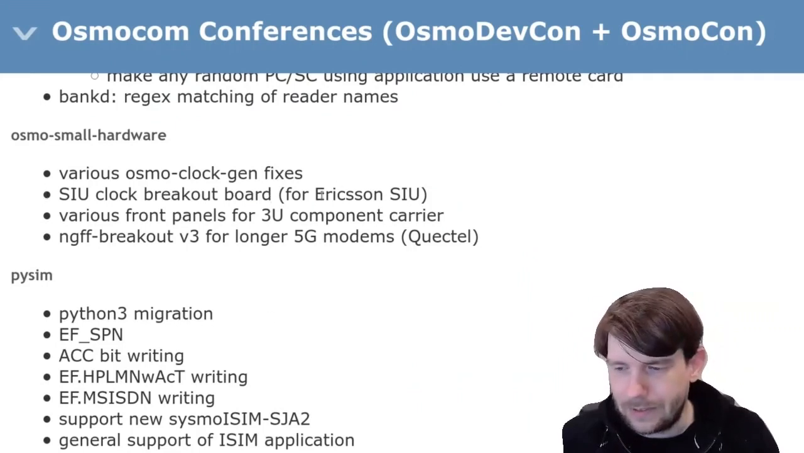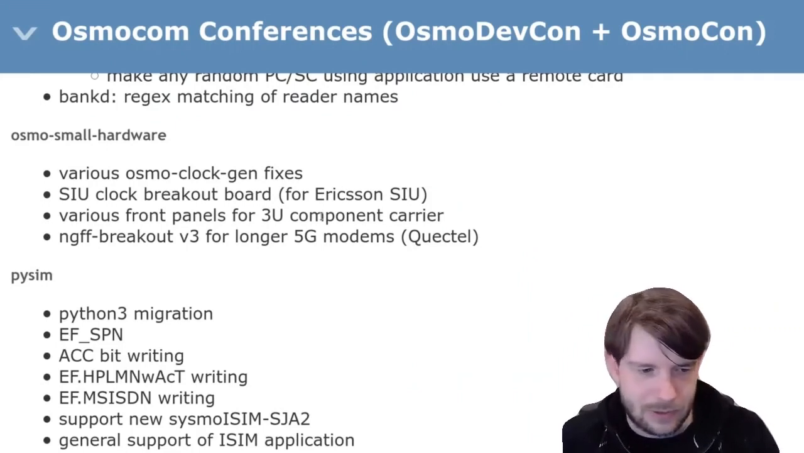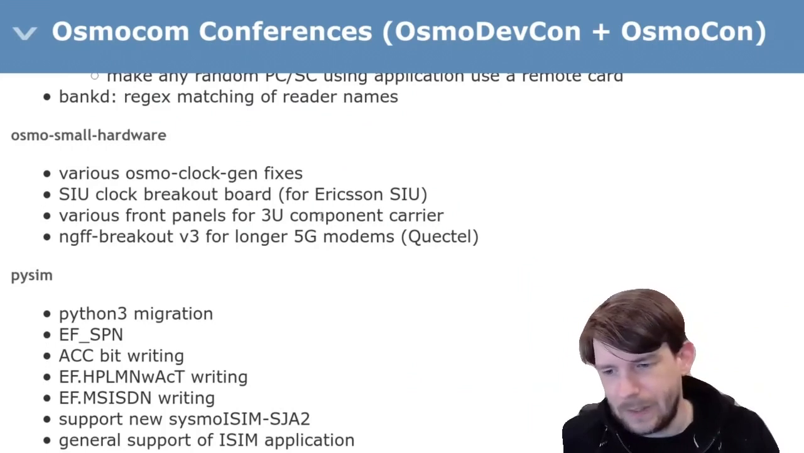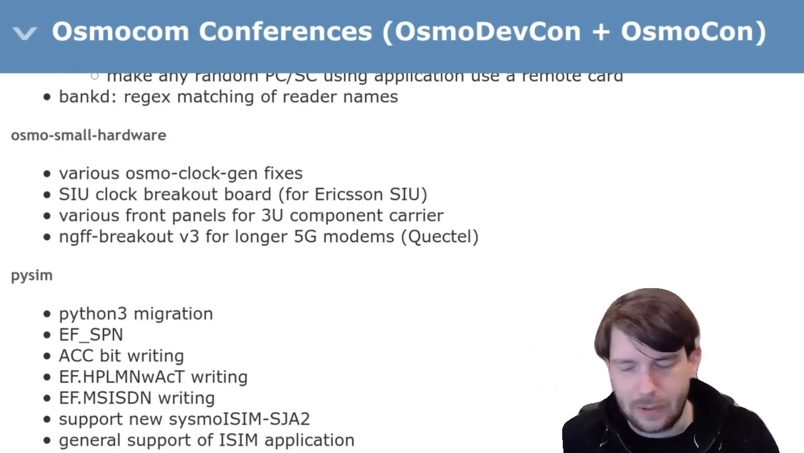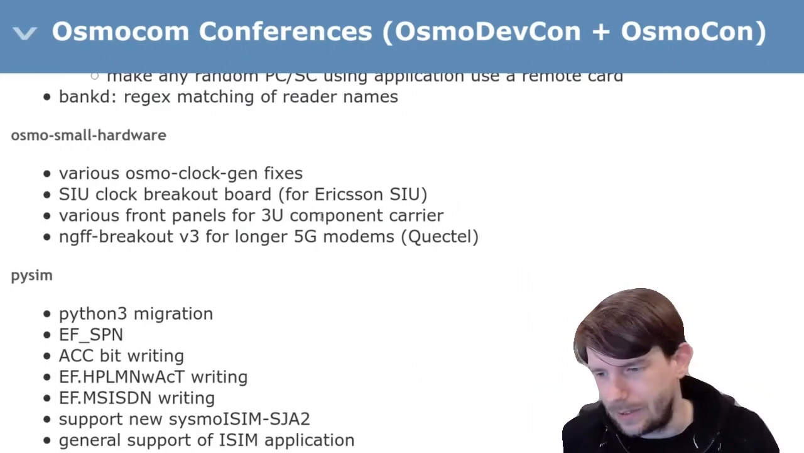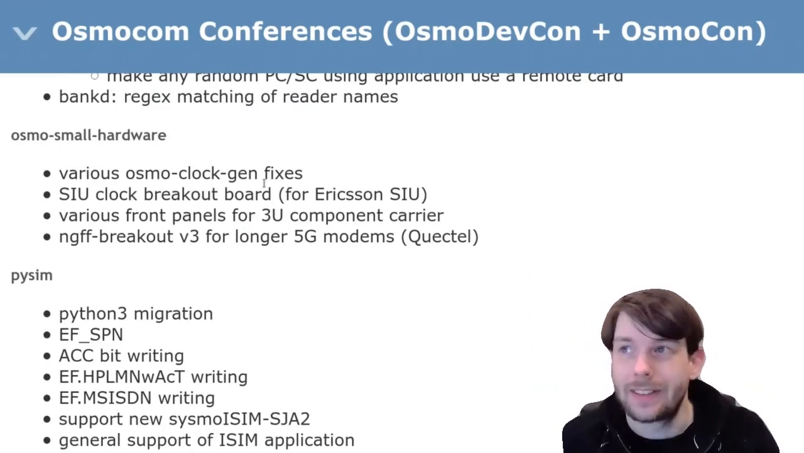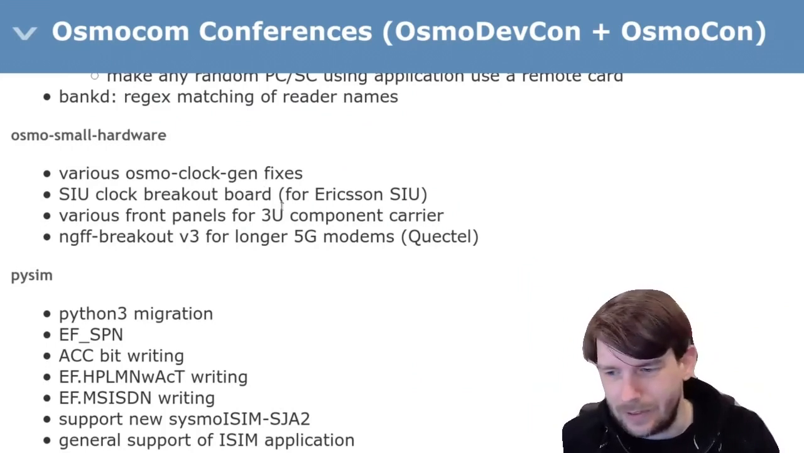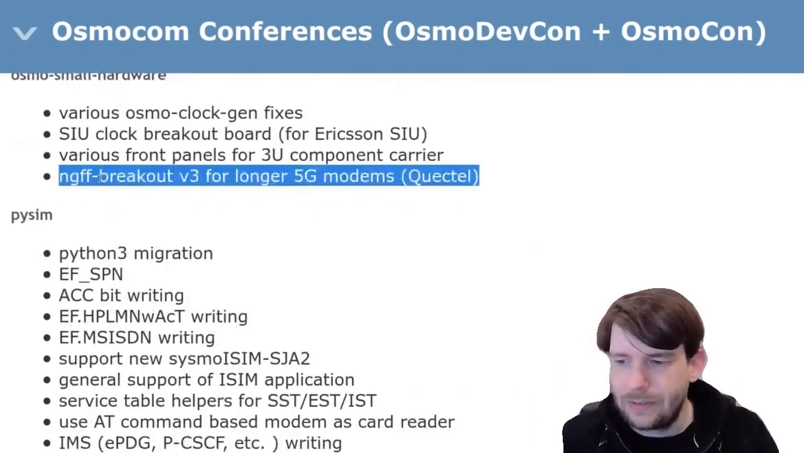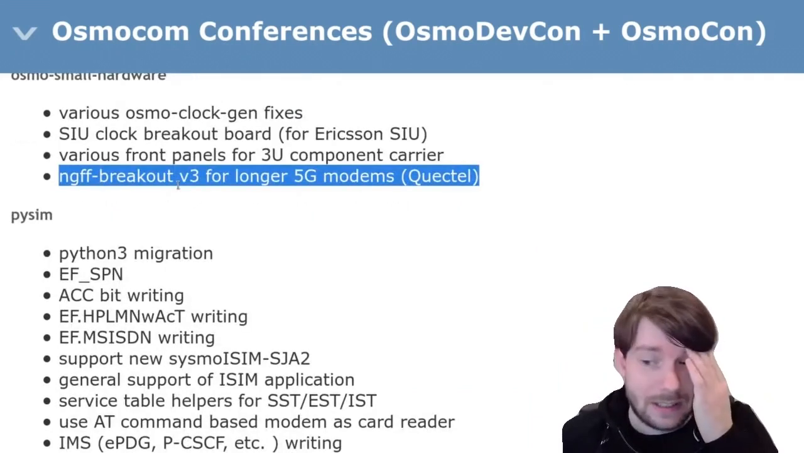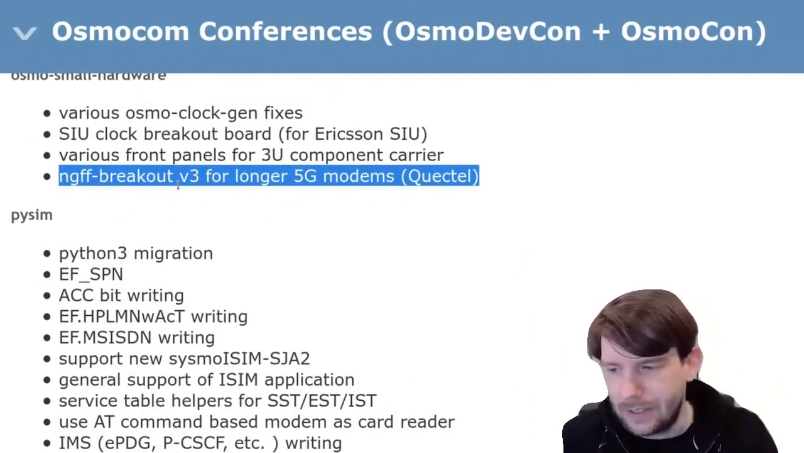We also have, I think it was in 2020, we now have a dedicated circuit board for the Osmo E1 tracer, which is a passive E1 interface tracer that you can use to tap E1 interfaces, which is interesting if you want to reverse engineer some proprietary protocols on those interfaces. The NGFF breakout board has just received an update, version 3, mainly about longer 5G modems.